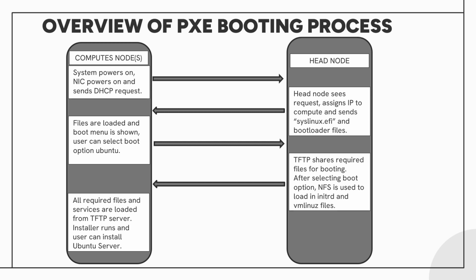These files are then loaded and the boot menu is shown with an option for Ubuntu 20.04 on the compute node. After selecting Ubuntu 20.04, NFS is used to load the initrd and vmlinuz files into the compute node. All required files and services are then loaded from the head node via the TFTP server. The installer loads in and the user can run the installer to install Ubuntu on their compute nodes.